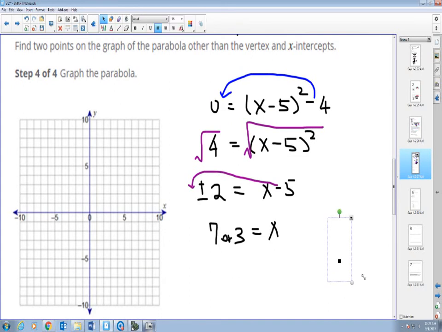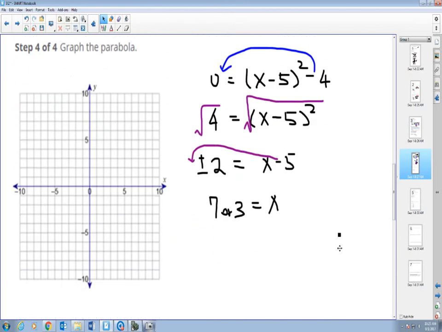So, vertex 5, -4. 5, -4 is right here. 3, 0. 1, 2, 3. 7, 0. If you look at this vertex right here, 5, -4, earlier we were talking about the axis of symmetry. That means there's a vertical line that will come through here. I'm going to draw it, but I'm going to erase it.